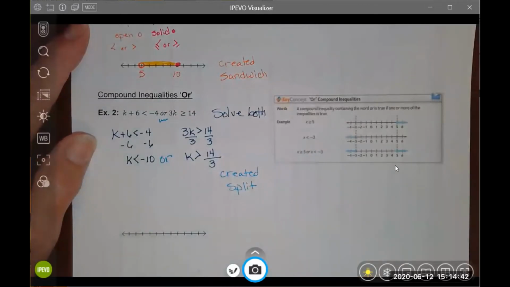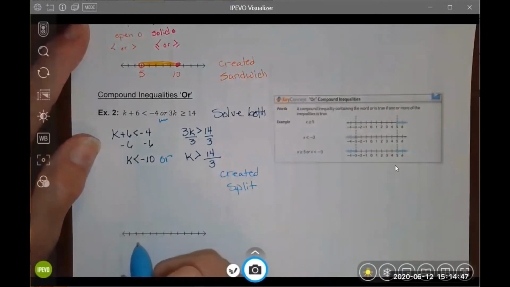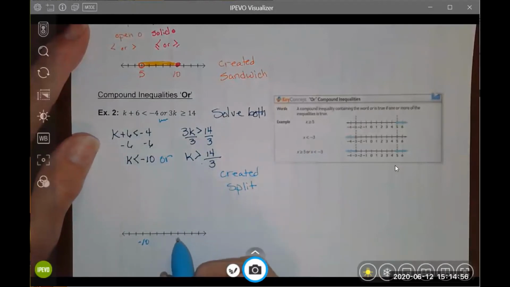And when I graph my points, I'm first going to start with the -10. And again, you get to put that -10 anywhere you want to on your graph. My upper bound, or the values of k, have to be greater than this number. So I'm going to write 14/3 here.